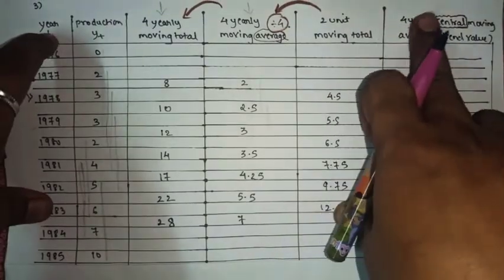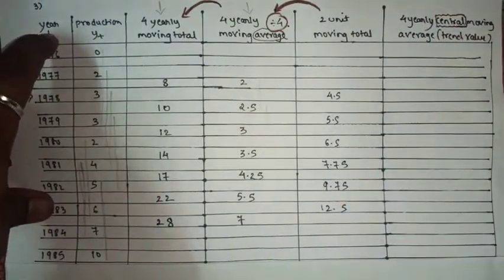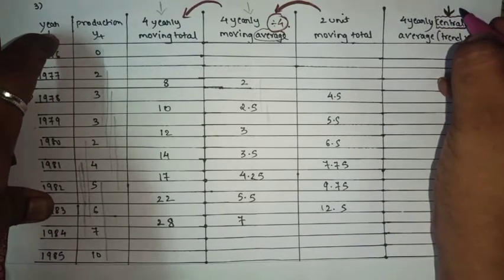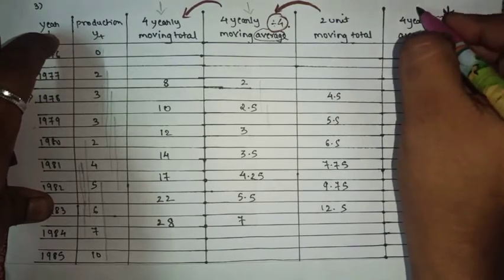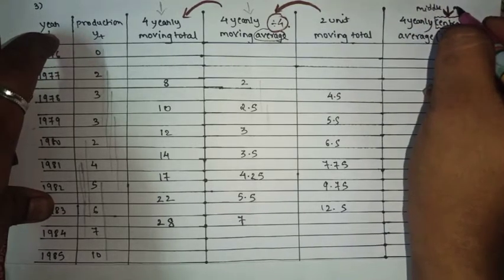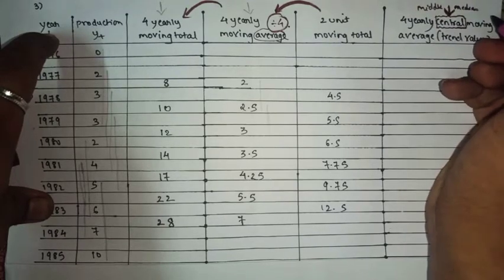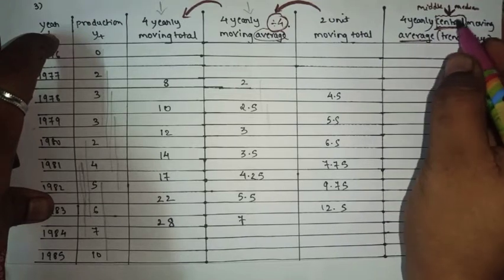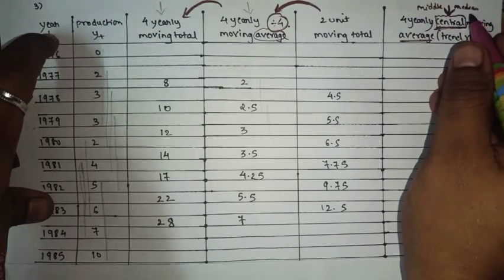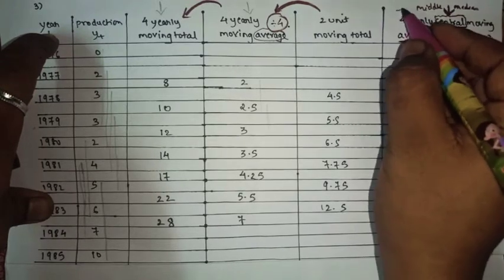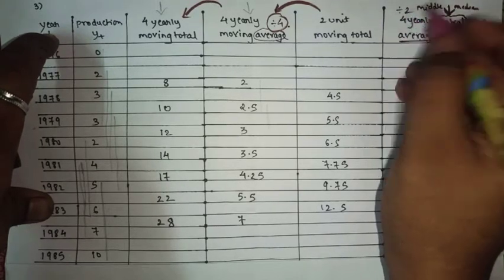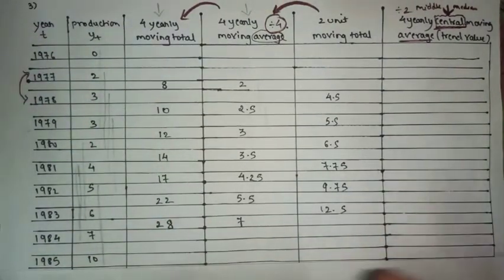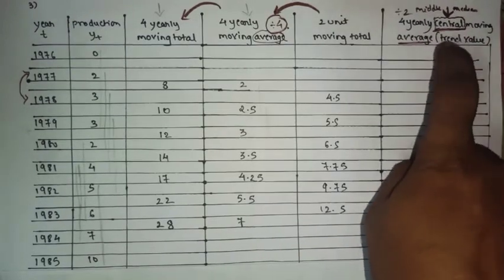Last one is what? 4 yearly central. That means the last answer we have to find with respect to this word. Remember the central. Central means center. Center means middle. We can also use the word median. By using the central moving average, central means middle, and we can say median also. That means we have to divide the number by 2. So understood the concept: we are finding the 4-year moving average actually by using central moving average.